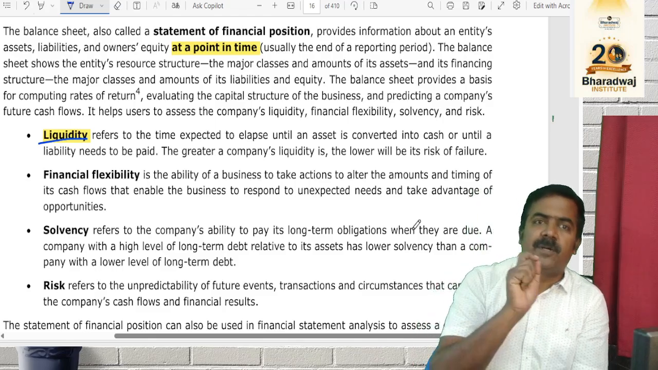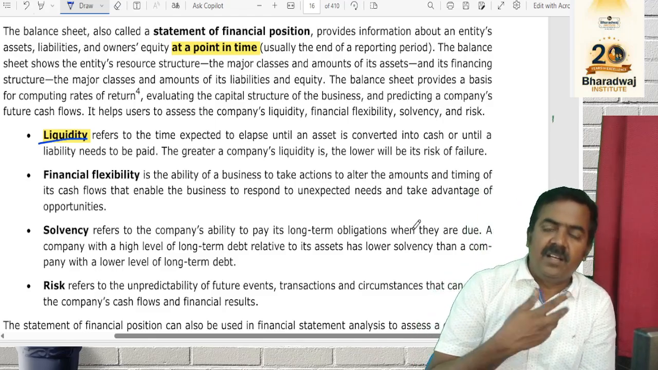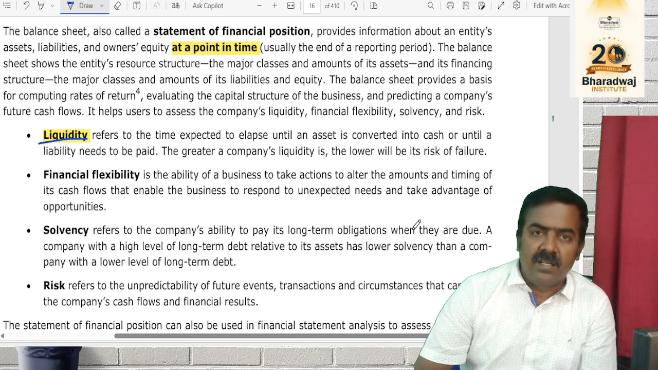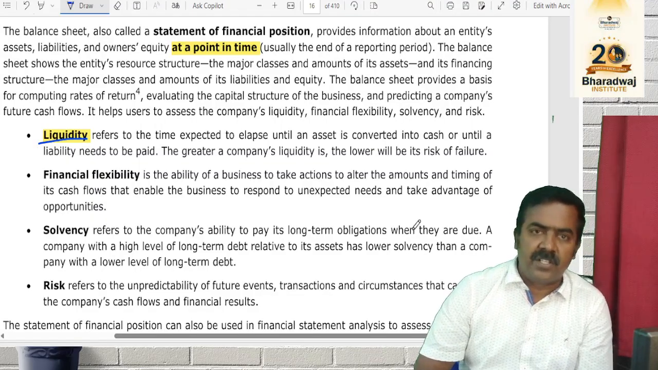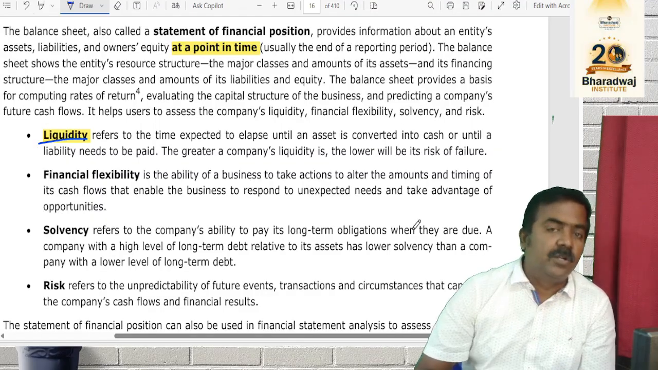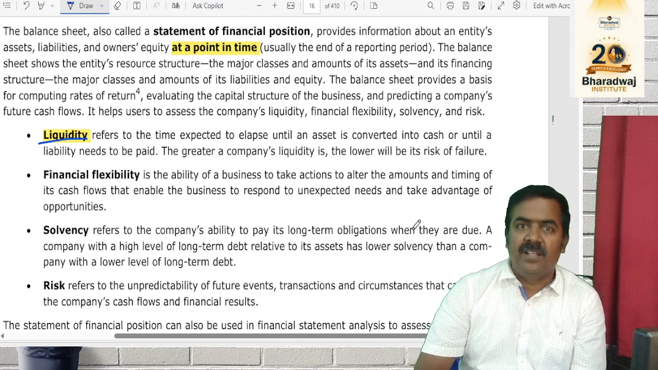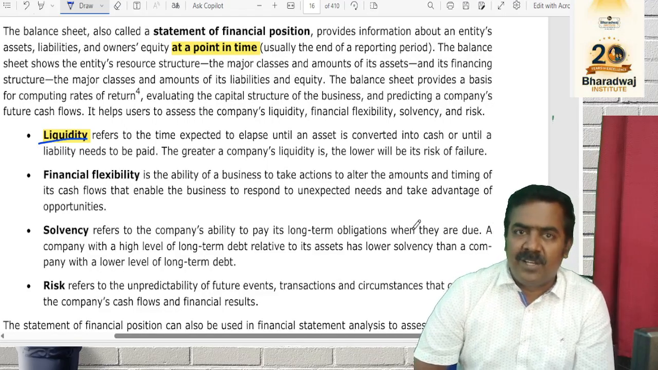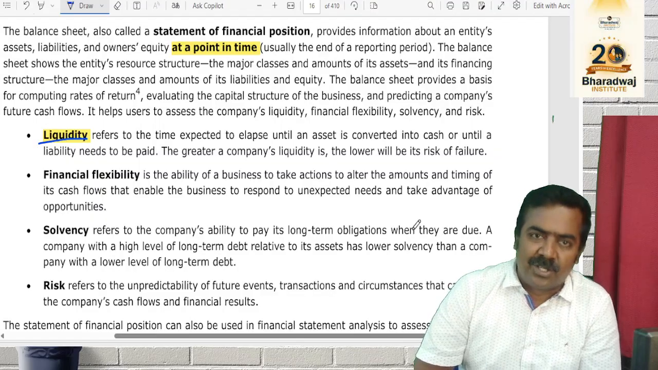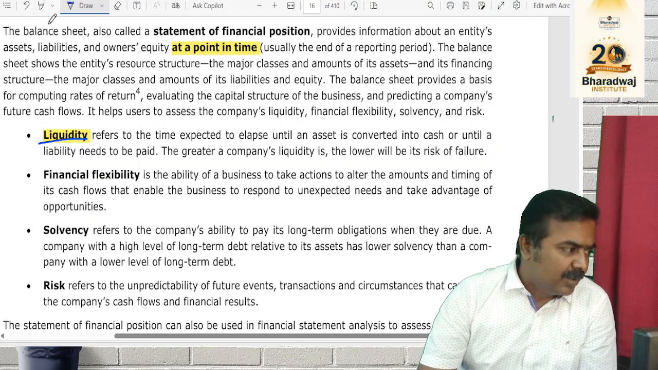Analyze, then do it. Who will do it depends upon who you are. If you are giving long-term loans, or investing in long-term bonds or preference share capital, things like that, you look into long-term liquidity. If you are supplying material or rendering service to my company or giving a short-term loan to my company, you will look into short-term liquidity. That is the first one. What is the next one?